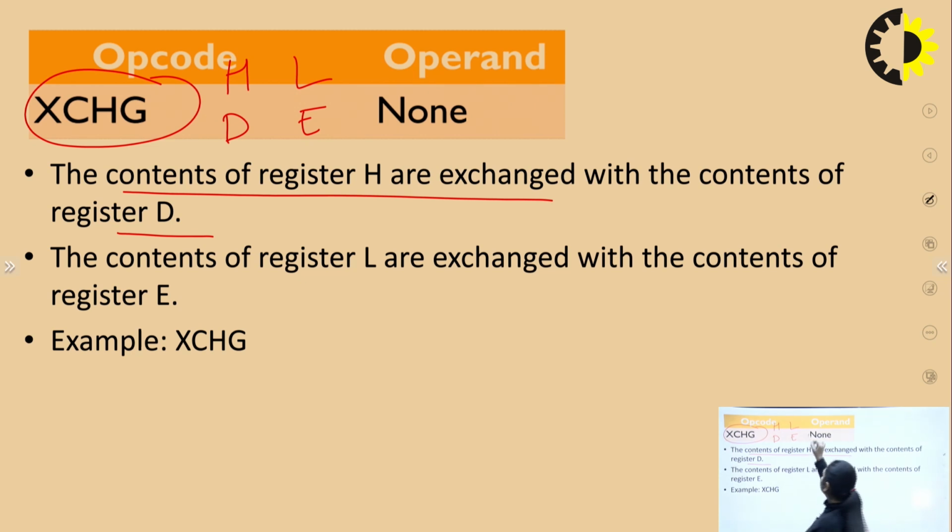How is this going to happen? H's content will go to the E register, E's content will go to the L register. Similarly, the H register's content will go to the D register and D's contents will go to the H register. So these two register pairs will exchange their contents with each other.